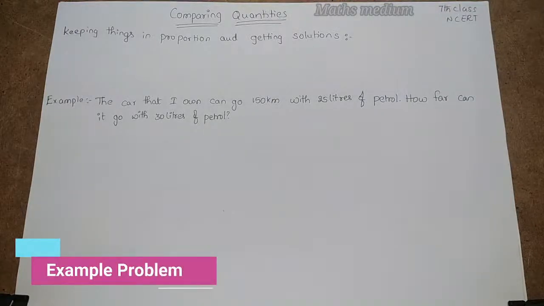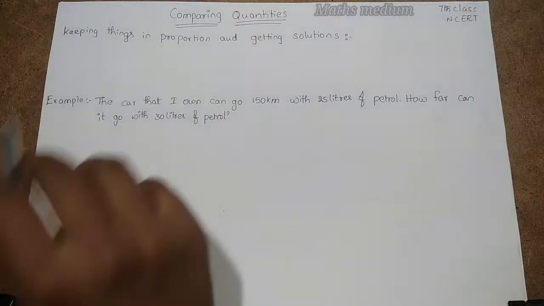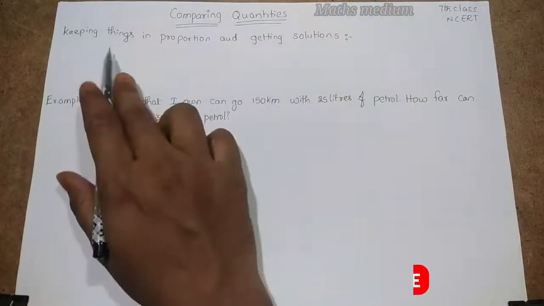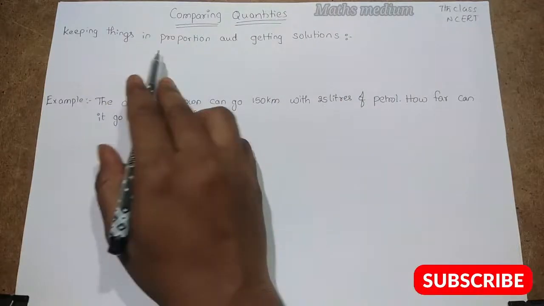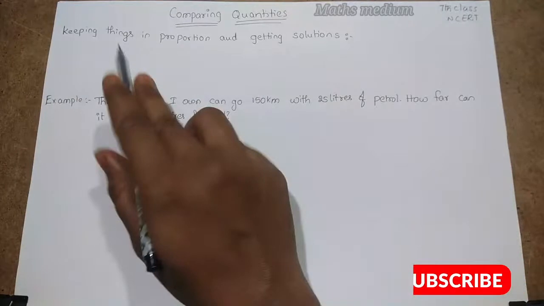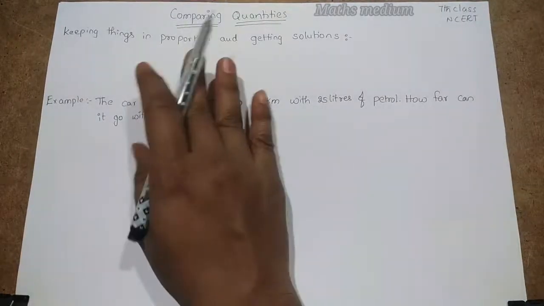Today I came with another topic, that is keeping things in proportion and getting solutions, from Comparing Quantities, 7th class NCERT. Here is the topic about keeping things in proportion and getting solutions. Here we can see one thing, that is proportions are constant and we get solutions from that. That is the main theme of this topic.